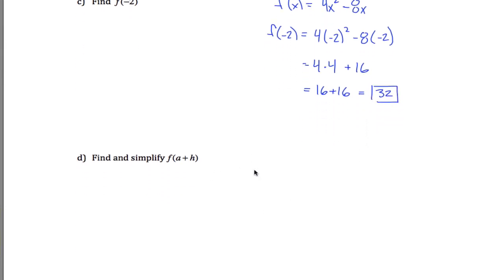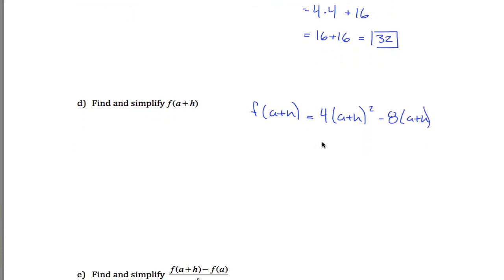Find and simplify f of a plus h. The way I do that is pretty similar to what I did above. If f of x is 4x squared minus 8x, for f of negative 2, I changed all the x's into negative 2's. f of a plus h means to change all the x's into a plus h. So you get something like this. This is the right answer, although it does say simplify, so I guess I should simplify it.